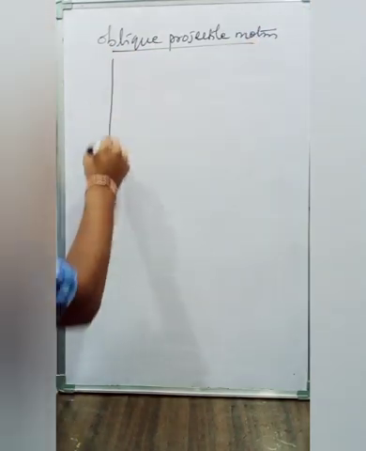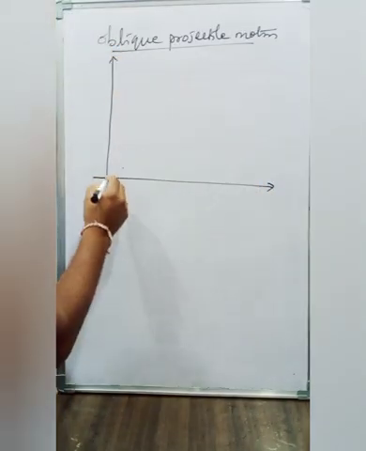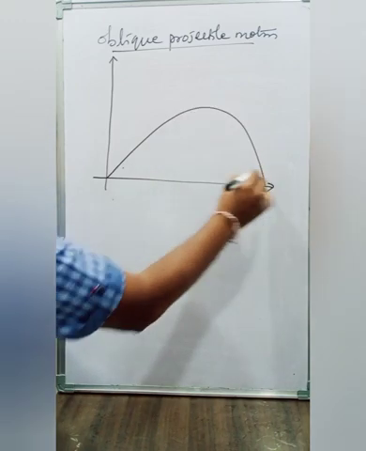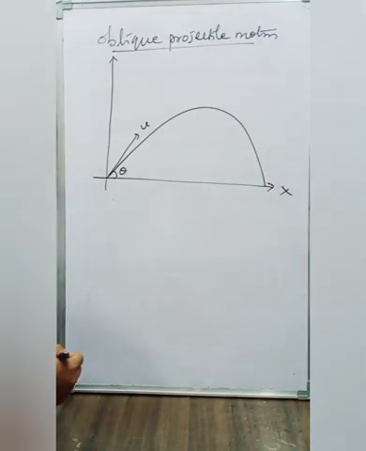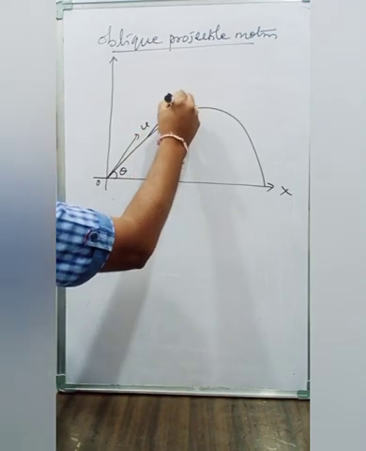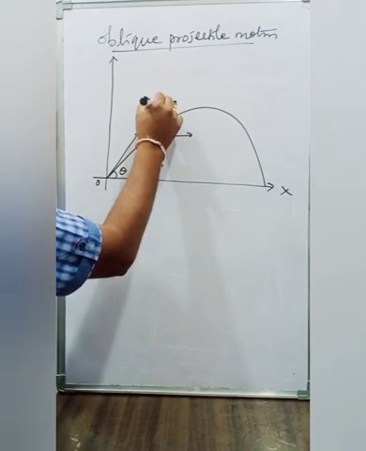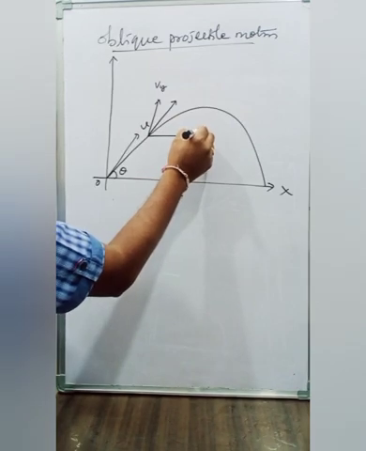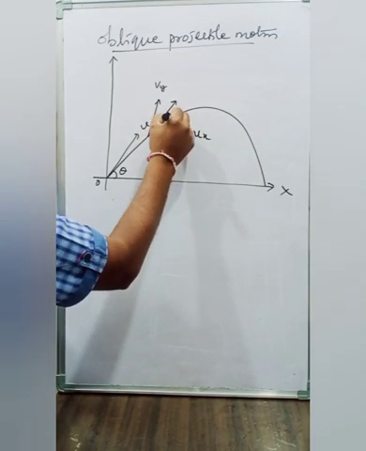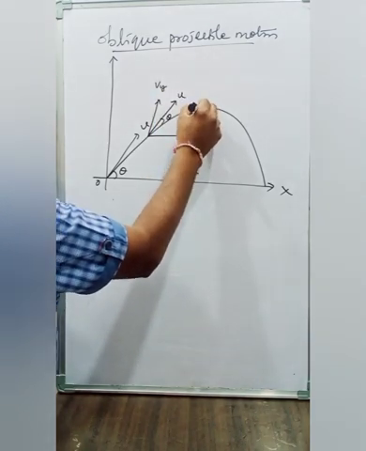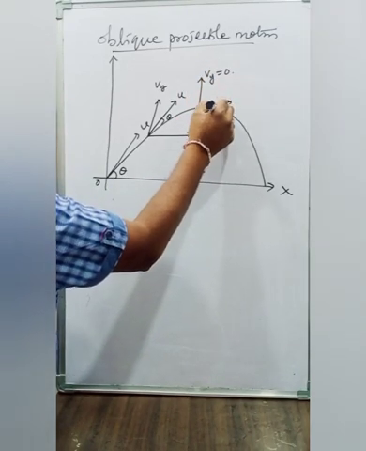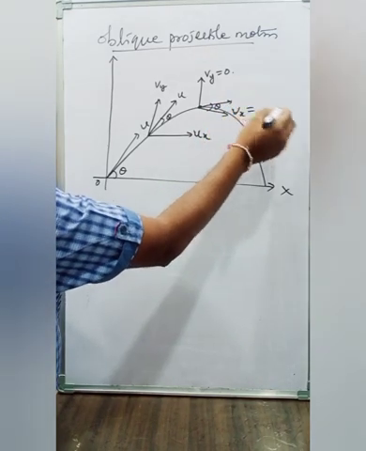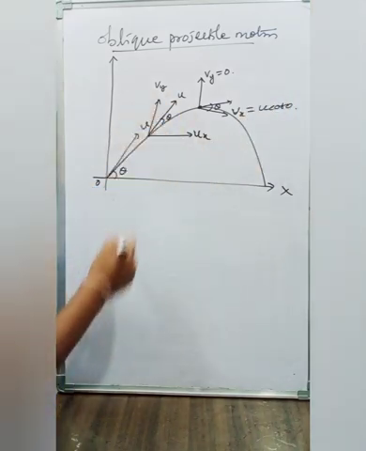Let us consider a body projected upward with an initial velocity u, making an angle theta with the horizontal, from a point O. While it moves upward, the velocity of the projectile goes on decreasing. At the highest point, the final velocity in the vertical component is 0, and the horizontal component Vx is u cos theta, Vy is 0.